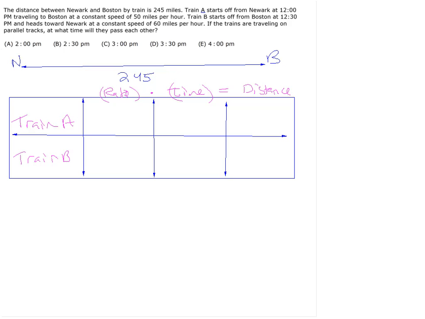So what we can do is start filling in our data. Train A, it says, travels at a constant speed of 50 miles per hour.